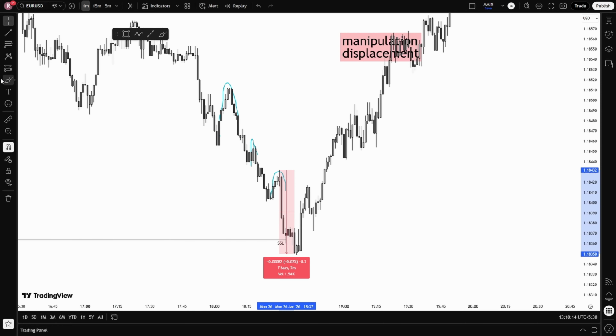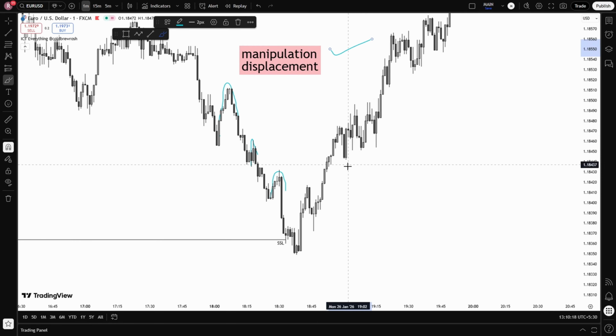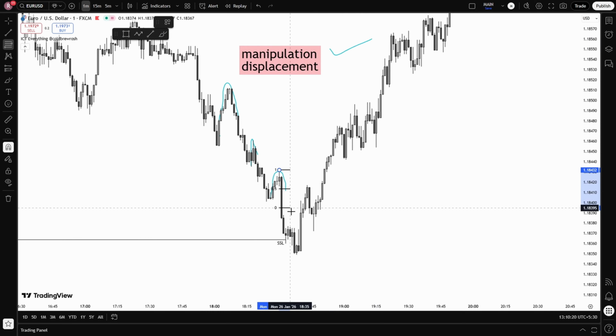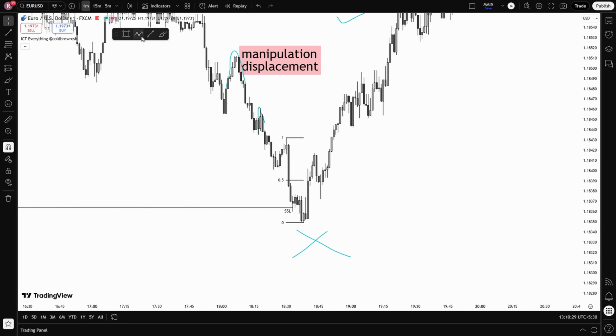That leg is what we call the manipulation leg. Now we mark the high and the low of this leg. We do not care about other small legs that may form below it after the sweep. Price may form more legs. It may even take more lows on lower time frames, but we do not focus on those unless we are specifically trading lower time frame liquidity.